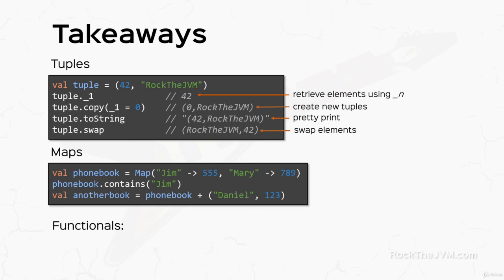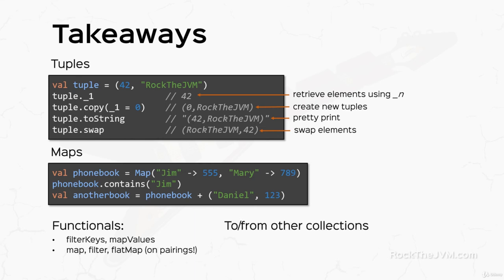We've seen some functionals in practice. We looked at filterKeys and mapValues, which are more useful to maps than to other collections. And we've also looked at map, flatMap, and filter on pairings. We also saw how to transform maps into other collections and vice versa by looking at toList and toMap and looking at the groupBy method.